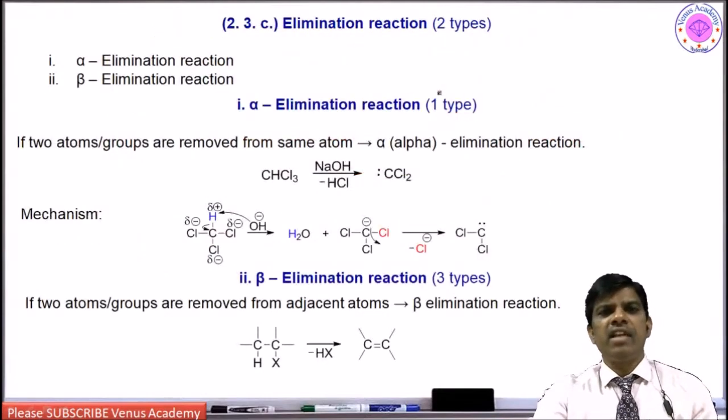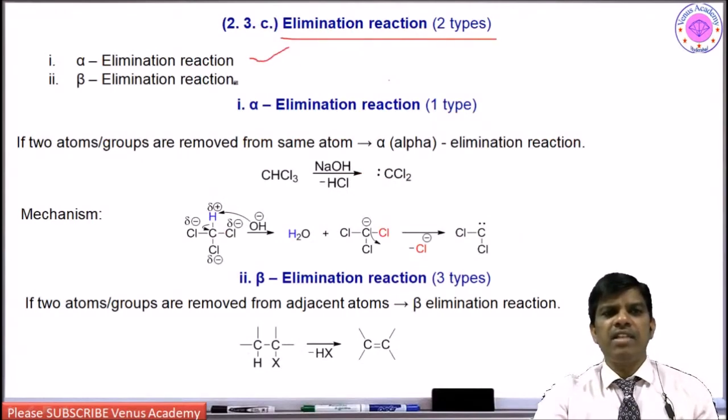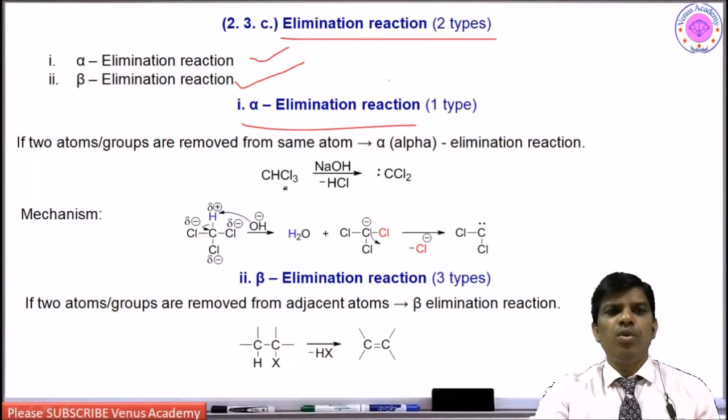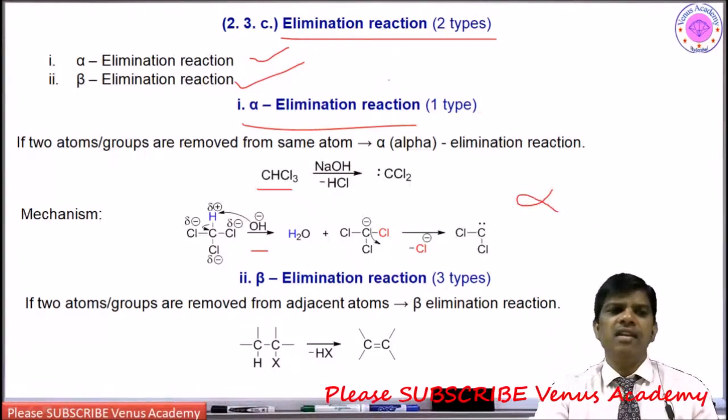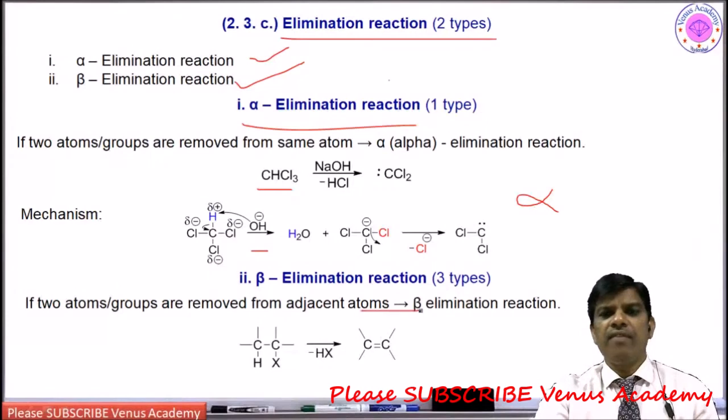Elimination reactions are of two types, students: alpha elimination and beta elimination. Alpha elimination is where two atoms are removed from the same carbon. For example, if I take chloroform and treat it with base, it loses chlorine and chlorine to give dichlorocarbene. This is alpha elimination. Alpha elimination reactions are very rare; you will find very few examples.